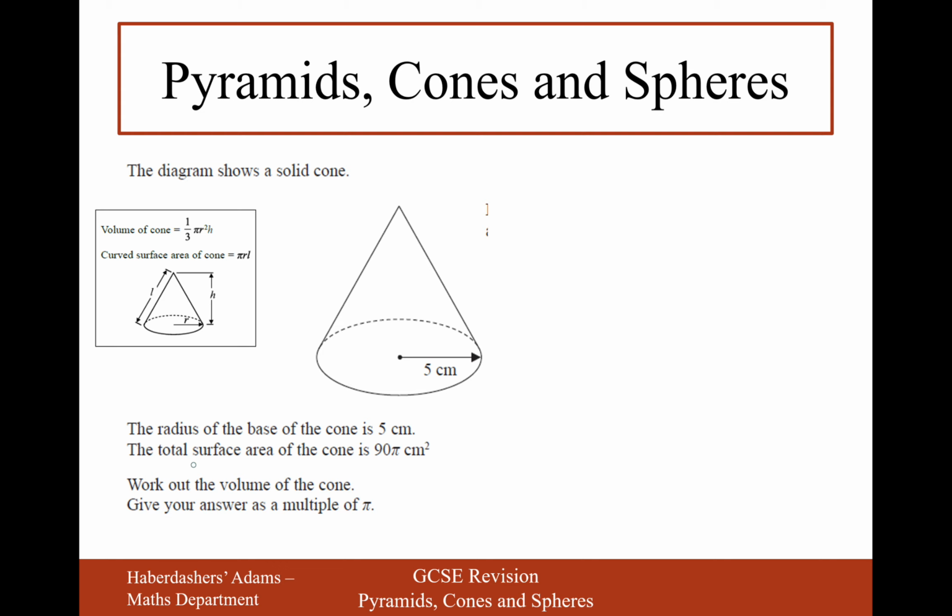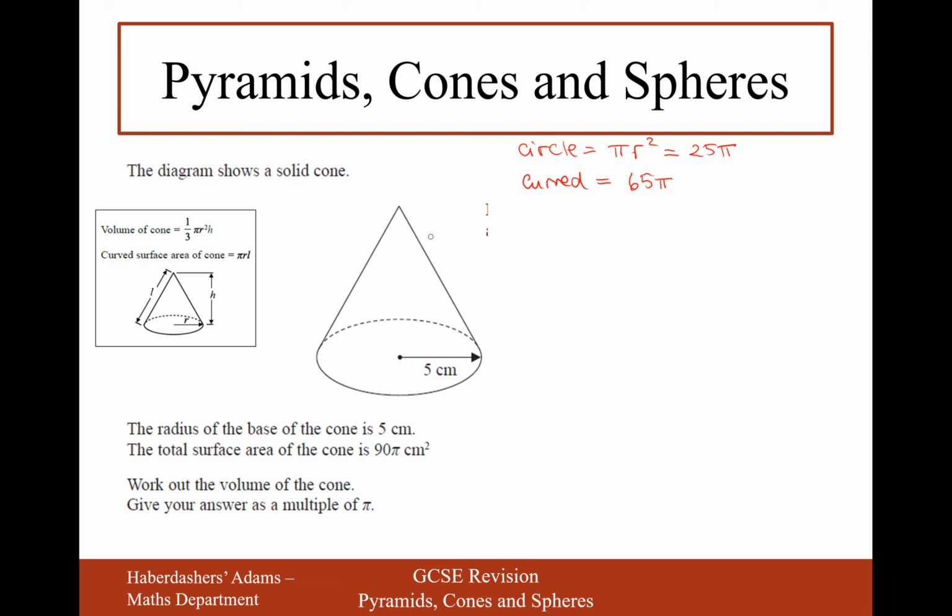Okay, so the surface area is a combination of the curved surface area on the top and the circle on the bottom. So let's just do the circle on the bottom. That would be pi r squared for that surface area on the bottom there. So that would be 25 pi. So the leftover on the curved surface area is going to be 90 take away 25 is 65.